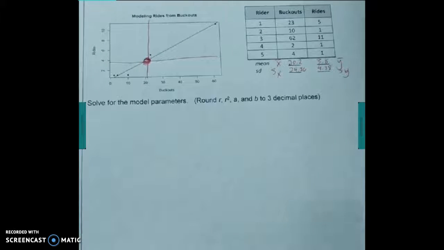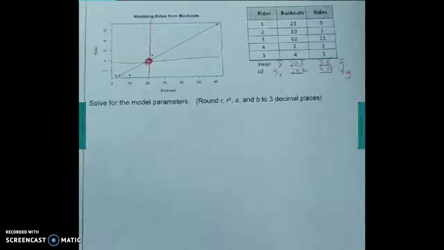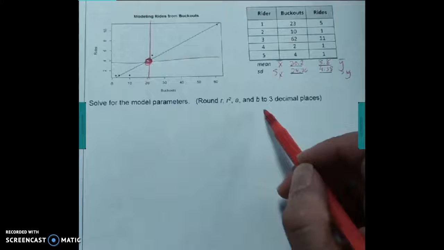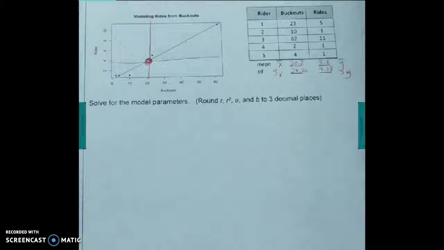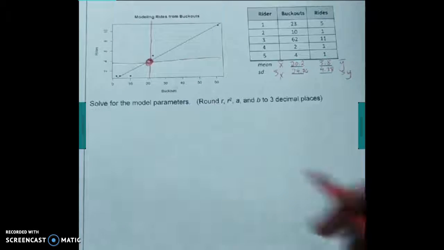What we're supposed to do to figure out the equation of this line, this least squares regression line, also known as the linear regression model, is solve for the model parameters, meaning r, r squared, a, and b. B being the slope of the equation, a being the y-intercept. Let's start with r.